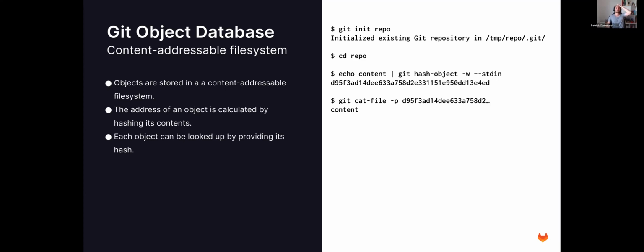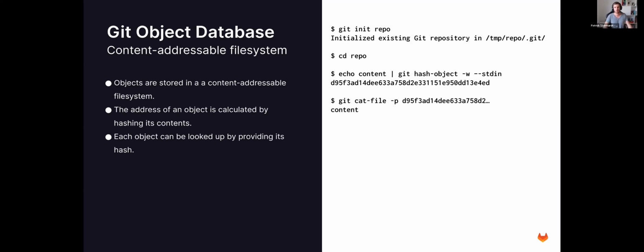The objects are stored in the so-called Git object database, or ODB for short, and this is actually a content-addressable file system, where content-addressable simply means that the address of an object is calculated by hashing its contents. You can see this on the right-hand side.